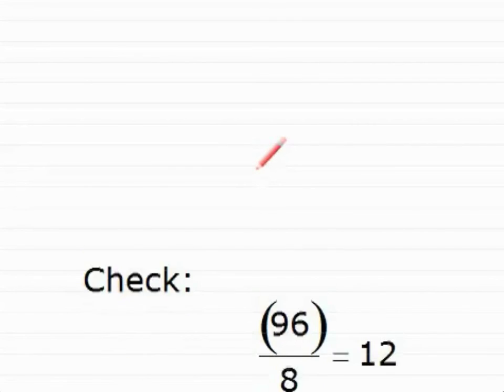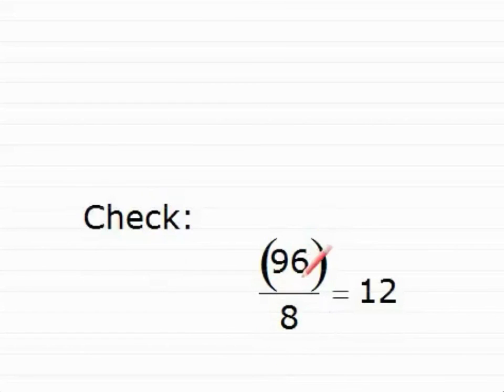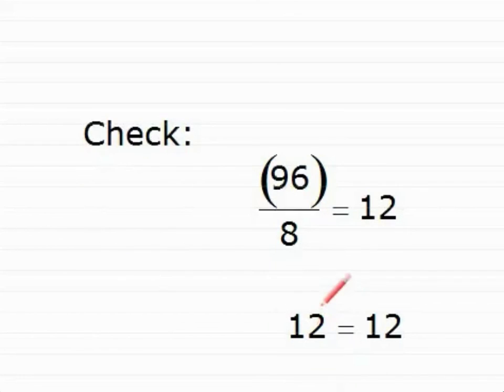It is always a good idea to check our solution. We can do this by replacing the unknown in our equation with the number we got for our answer. When we replace a variable with a number, it is a good practice to put the number in parentheses. We now have 96 over 8 on the left side of our equation, and that is equal to 12. That matches the right side, so we must be correct.